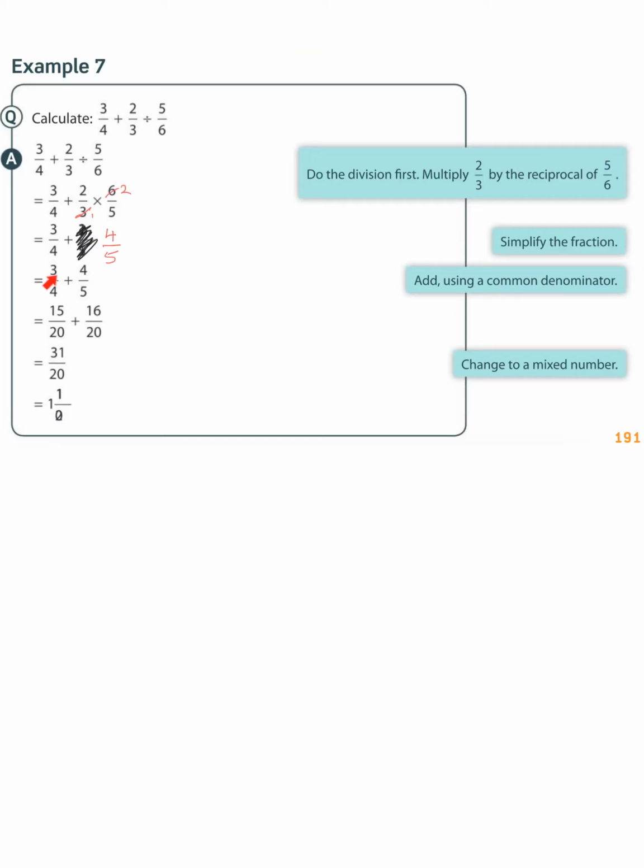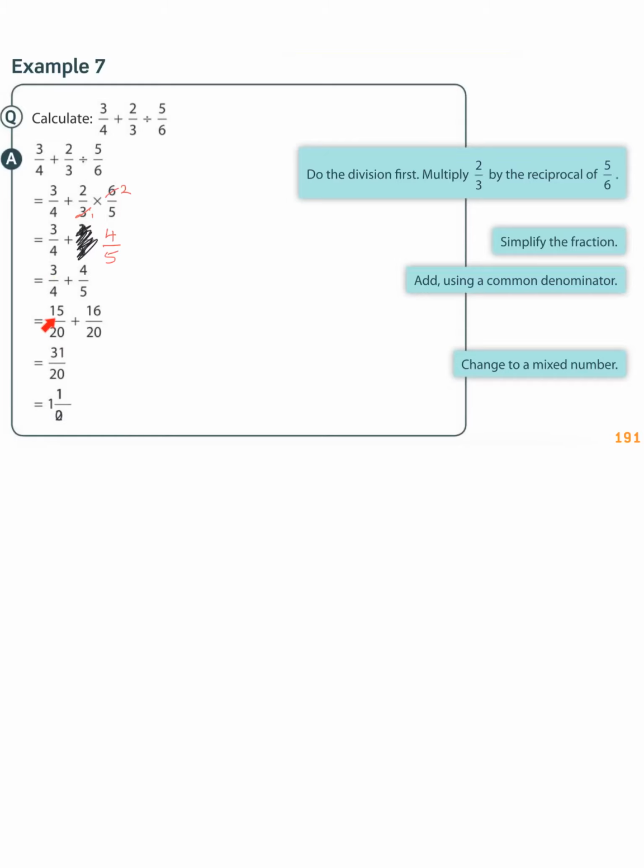It's the same, right? 3/4 plus 4/5. Now we have to add these two fractions together. They've got a different denominator, so to add using a common denominator, we have to look at the lowest common multiple, and that's 20. Okay? How did we get from the 4 to the 20? We multiplied by 5. So if we multiply the bottom by 5, we multiply the top by 5.